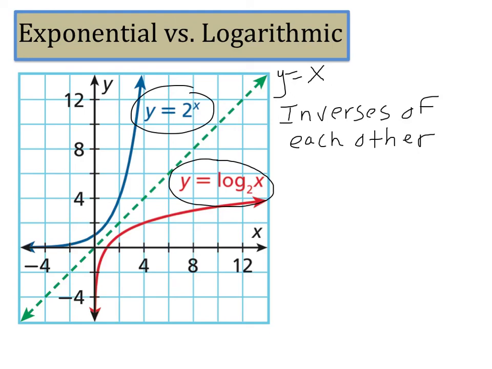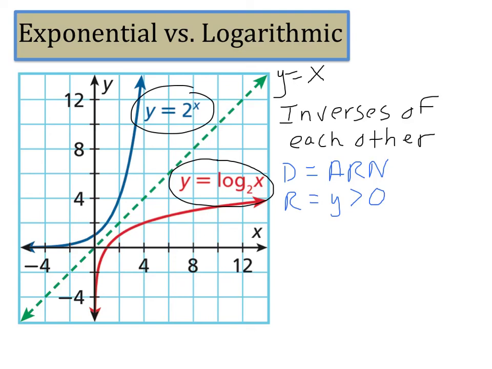So I'll use blue for this one. The domain for y equals 2 raised to the x is all the possible x values. Now there really is no limit here, so we'll say all real numbers. Now the range, well, there is a limit to the y values. We see they start to bottom out and they don't go past that y equals 0 line. So the range is all values of y that are greater than 0.